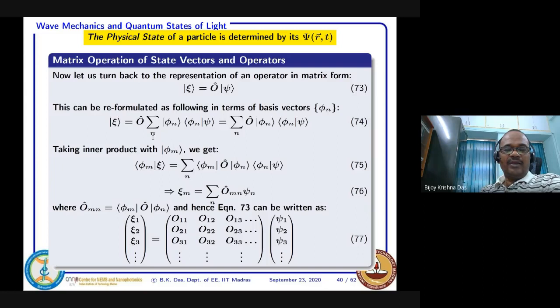So when n runs from 1, 2, 3, 4, I get one basis vector phi 1 along one direction, multiplied by the projection along that direction. For 2, you get that basis vector multiplied by the projection along 2. For 3, the same along the third basis vector. So we are just expanding psi in terms of basis vector components.